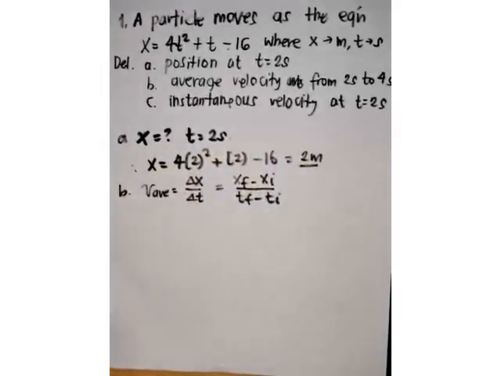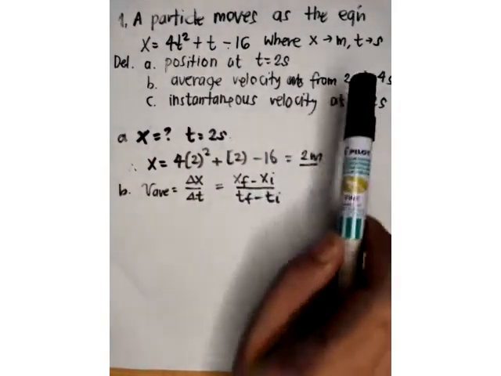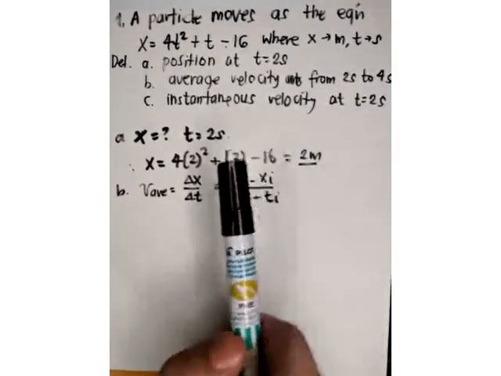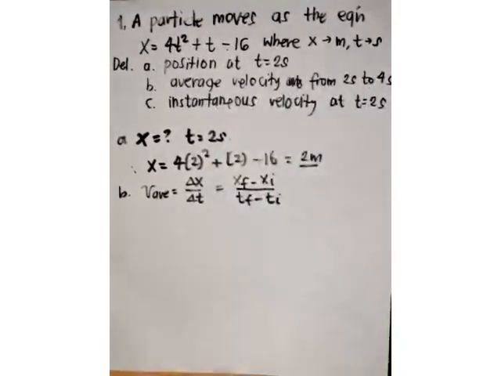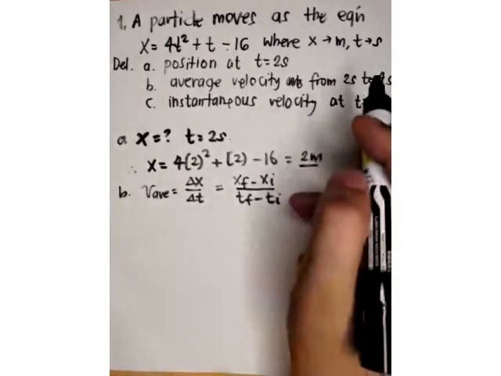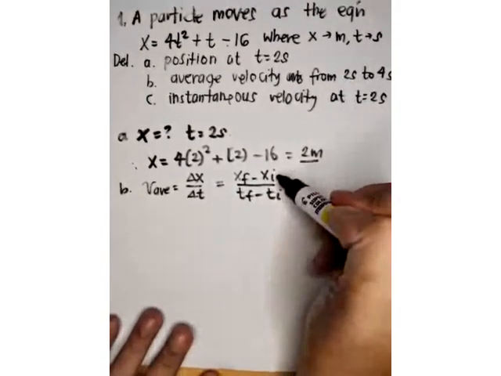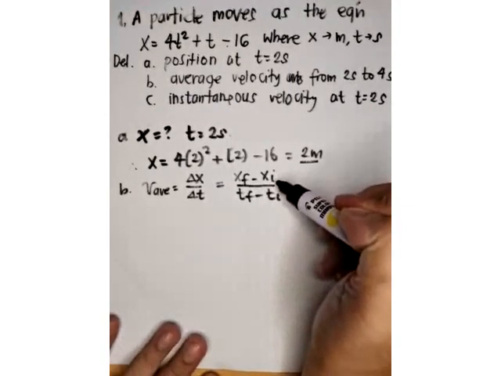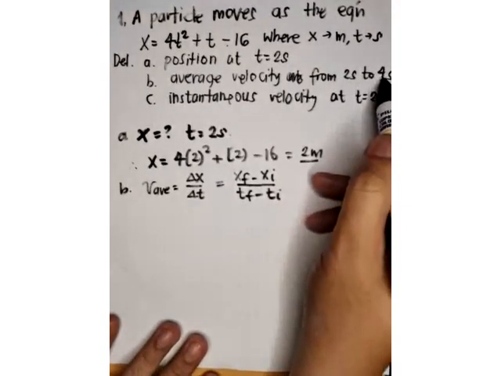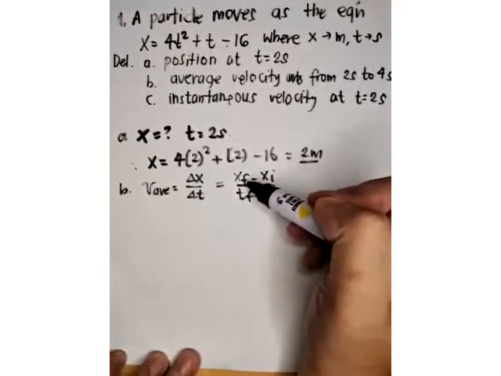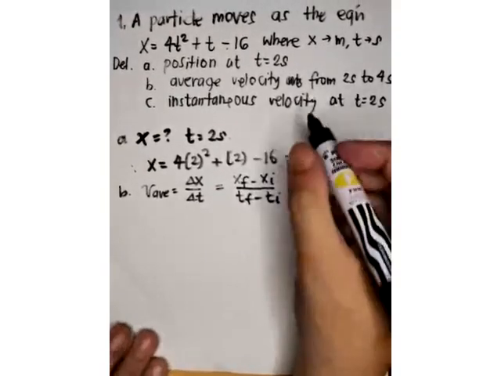Ayan. Are we given x initial? No. X final? No. T initial? Yes. T initial, what's our T initial? T initial is 2 seconds. And T final is 4 seconds. So we're only dealing with 2 seconds and 4 seconds. Okay. Now, how will we find X initial and X final? Since we are given the T initial, we can find the position of the particle initially. And since we are given the T final, 4 seconds, we can also find the final position of the particle.